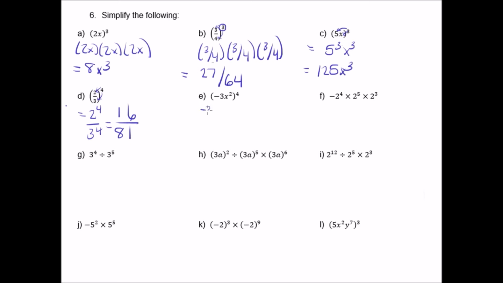Okay, so I'm going to write this as negative 3 to the 4, and then we have x squared to the 4 as well. So I'm going to put this 4 on the first term and the second term. Okay, the first term turns into 81. You can put that into your calculator. And the second term, this becomes x to the 8. Okay, so we have to be very careful with this one.